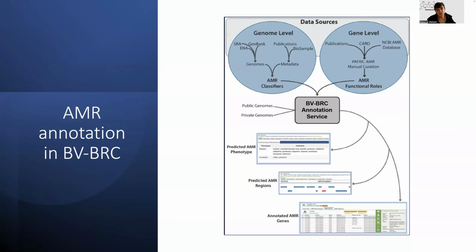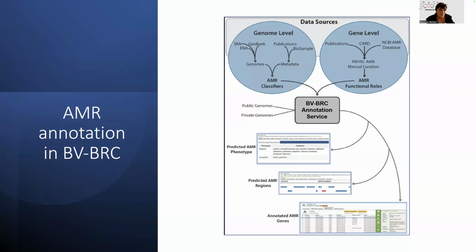So outside of SRA and the publication, this is the only place you can get some of that data. At the gene level, we bring in information from publications and places like CARD and the NCBI Antimicrobial Resistance Database, which is also known as NDARO. We bring all that in. We have curators look at the data, and then they link those to functional roles or proteins that are used as a specialty database. So all of that is wrapped into RASTtk. Every public genome, every private genome that goes through the system is blasted against these specialty databases.